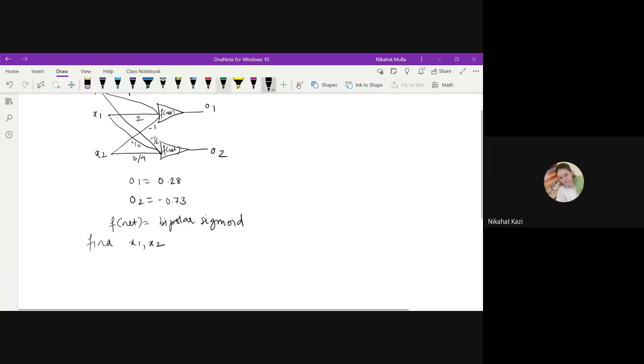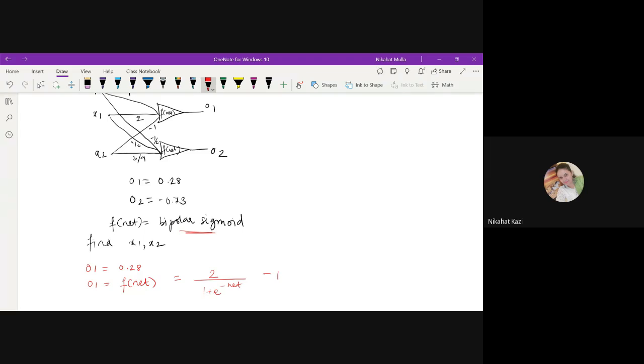What is O1? O1 is given to be 0.28. But O1 is nothing but f of net. And what is f of net? It is the bipolar sigmoid. So what is that bipolar sigmoid? We'll write that equation: 2 upon 1 plus e raised to minus net, minus 1. Right.